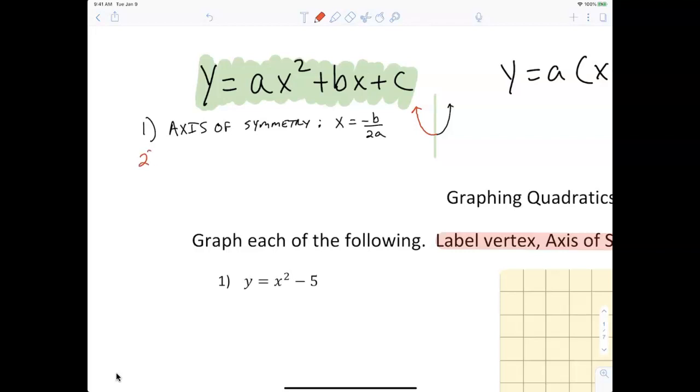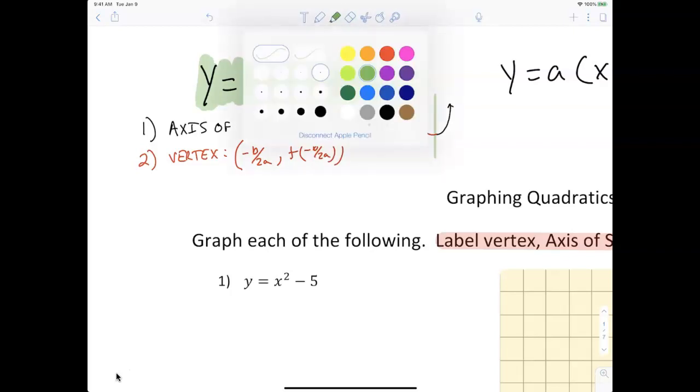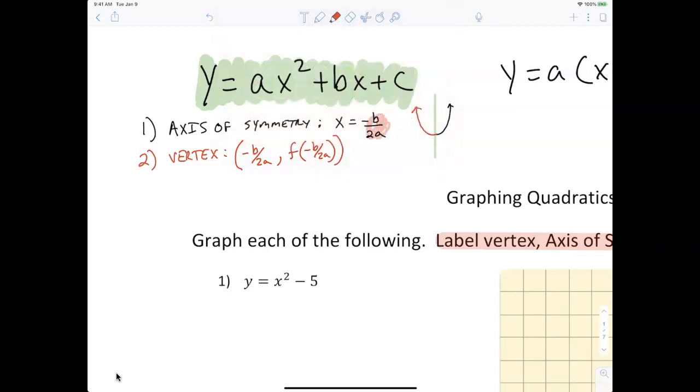Question number 2 then is, how do I find the vertex? What we say is, the vertex is the point negative b over 2a, comma, f of negative b over 2a. So what does that mean? That means you literally take this answer, because that's the x-coordinate of the vertex, and you plug it in for x, and that will tell you the y value of the vertex. And again, I'm going to demonstrate that, so it's not a big deal.